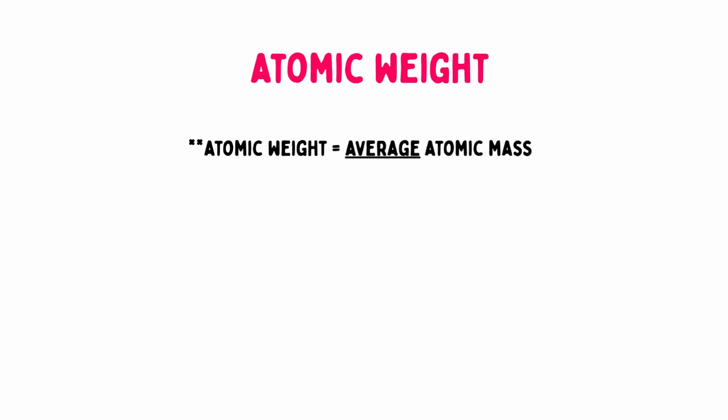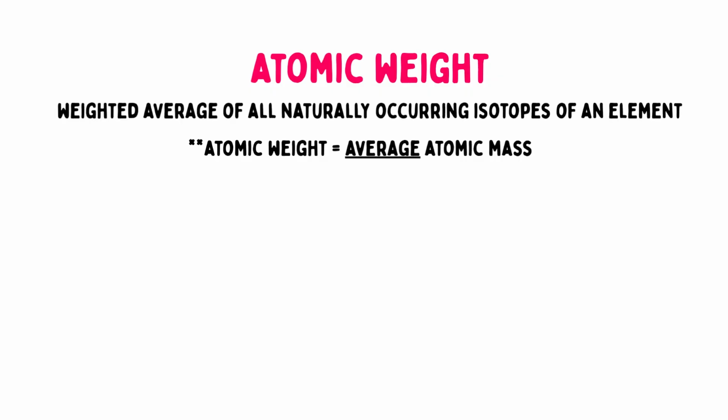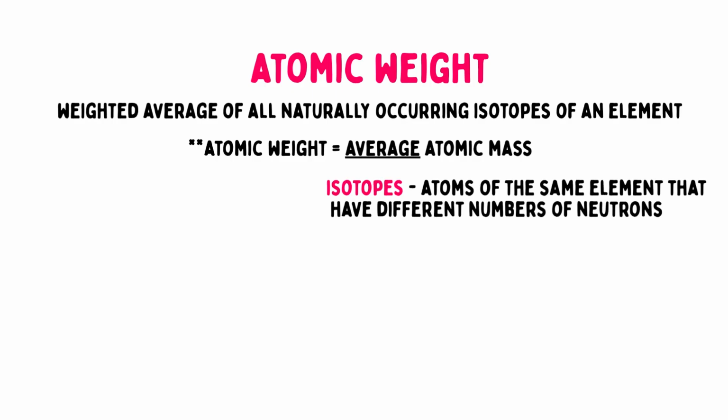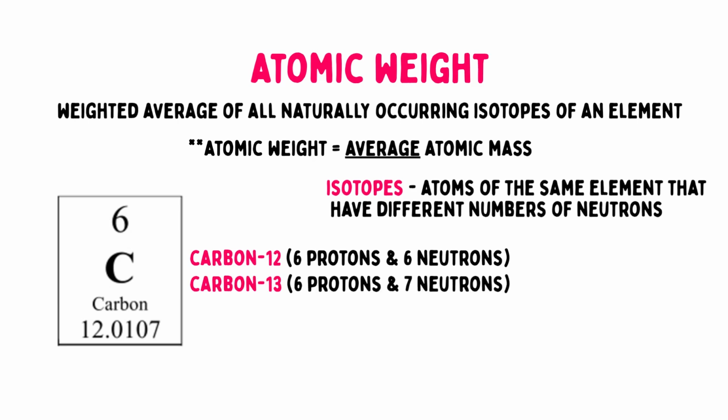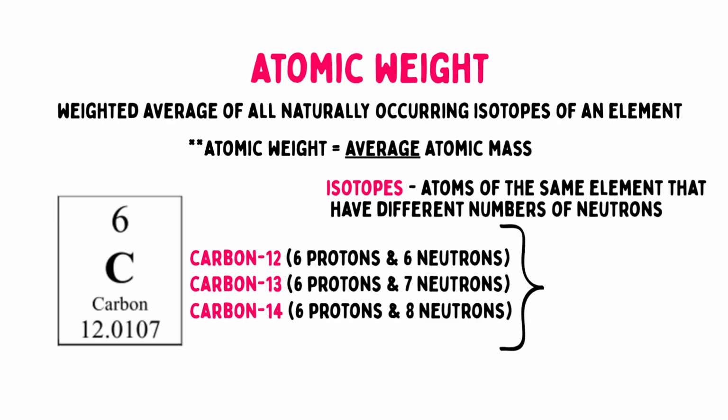Now, the atomic weight is the average atomic mass for an element. That means the atomic weight is the weighted average of all naturally occurring isotopes of an element. Remember from our last video, isotopes are atoms of the same element that have different numbers of neutrons. That means instead of looking at just one atom, we're looking at all the different versions of that element and averaging them based on how common they are. Let's go back to carbon. Carbon exists mostly as carbon-12, but a small amount exists as carbon-13 and an even smaller amount as carbon-14. When you average those together based on their natural abundance, you get an atomic weight of carbon of approximately 12.011.